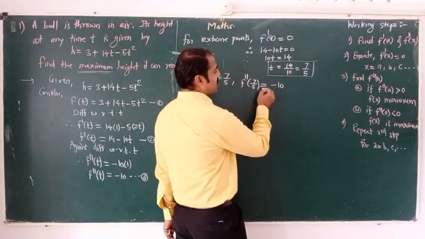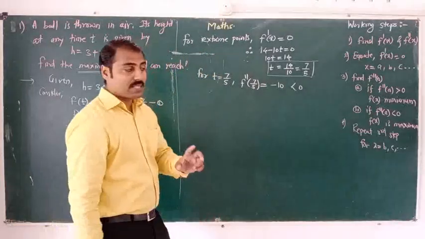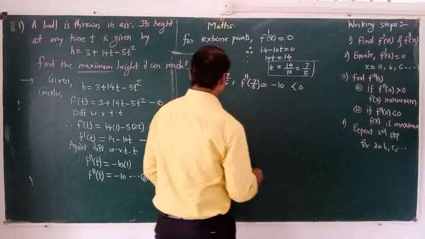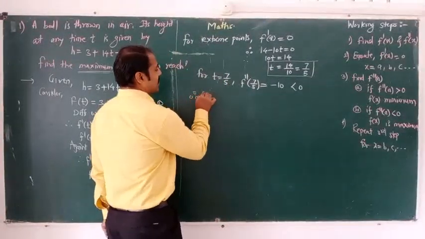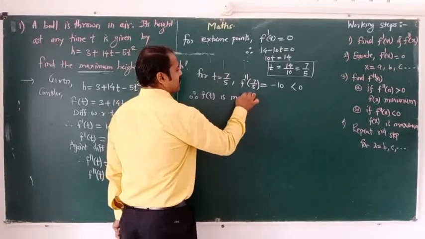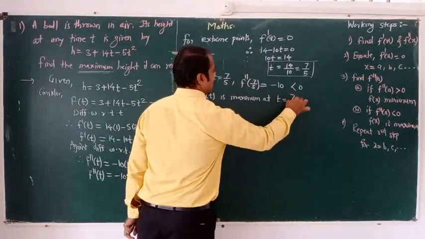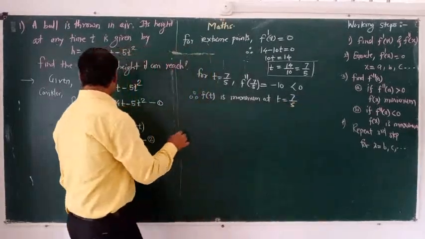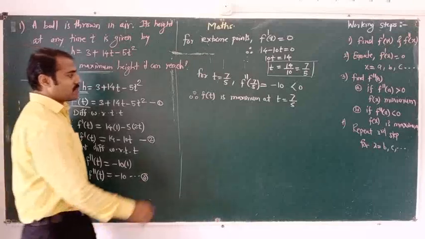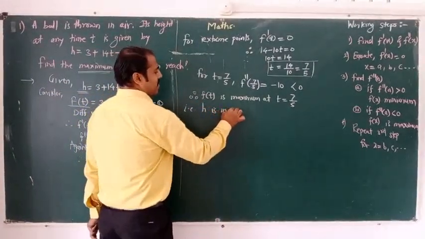Check whether f double dash of a is greater than 0 or less than 0. Here f double dash of 7 upon 5 is less than 0. Less than 0 means that f of x is maximum. Therefore I can say here f of t is maximum at t is equal to 7 upon 5. f of t is nothing but h, that is, h is maximum.